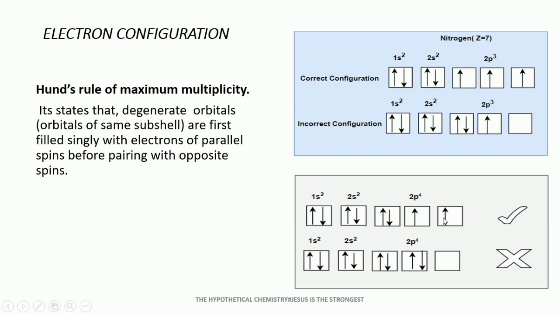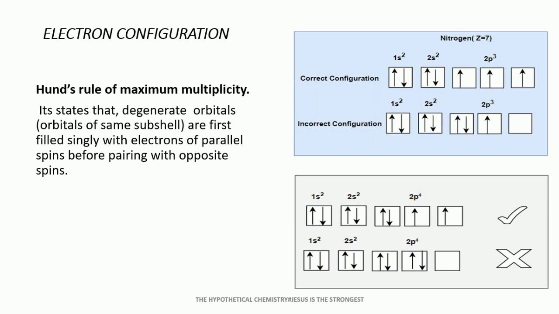So this configuration is correct and this is wrong. Why? It's incorrect because this orbital is empty. This electron should have been here. Pairing must begin only when all the orbitals have been given a parallel spin, one spin each, before pairing begins. So that is what Hund also said.